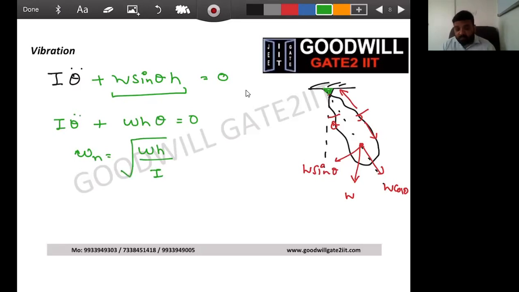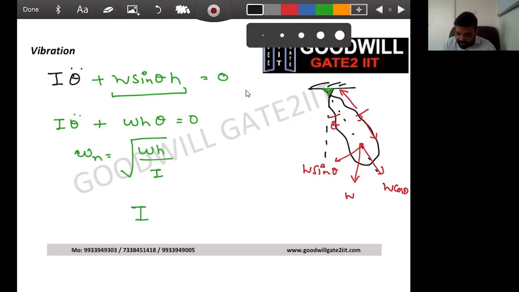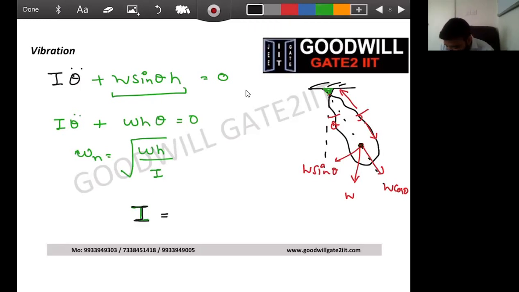But the catch is, what is I now? I already told you, I is nothing but the moment of inertia about its own CG. You don't know it now because it's a compound pendulum. You don't know what the inertia is. So people have defined a formula that about its own CG, we write it this way: mk square. But we don't know this, I'll explain this term, mk square. We don't know this. And also, I need it about the hinge point.